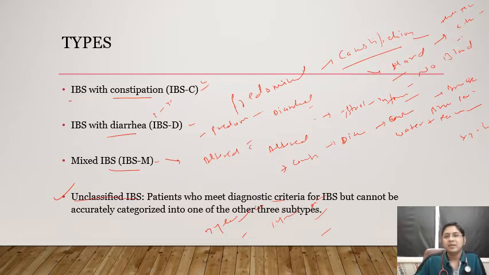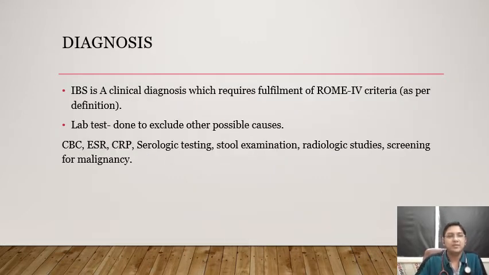Next, we move on to the diagnosis. For IBS, there are no laboratory tests by which we can confirm the diagnosis of irritable bowel syndrome. Mostly it is a clinical diagnosis, when the patient fits the definition, and this definition is known as the Rome 4 criteria. When a patient fits the Rome 4 criteria, we say the patient has irritable bowel syndrome. We label the patient as IBS, right?